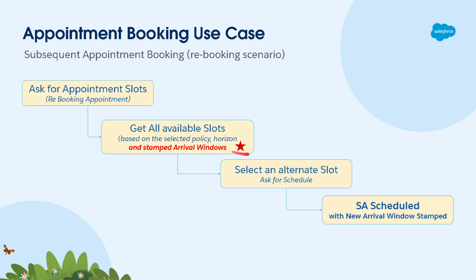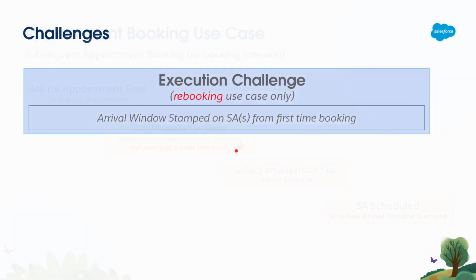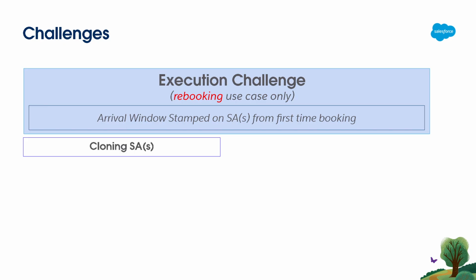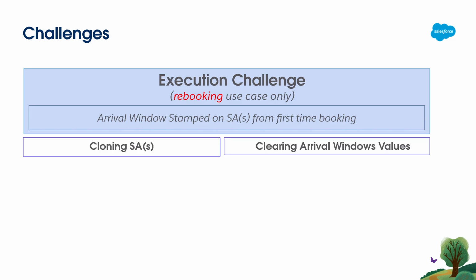Now, this is where the challenge comes in, because we have the stamped arrival windows on the SA. Mainly there are two execution challenges as we see in this case. One is that we can clone the current service appointments, or we can play with the attributes.